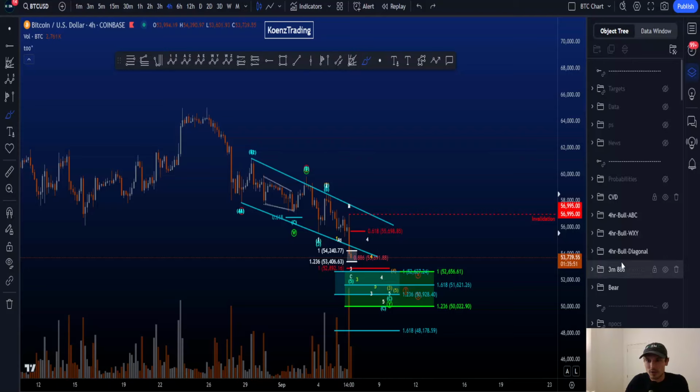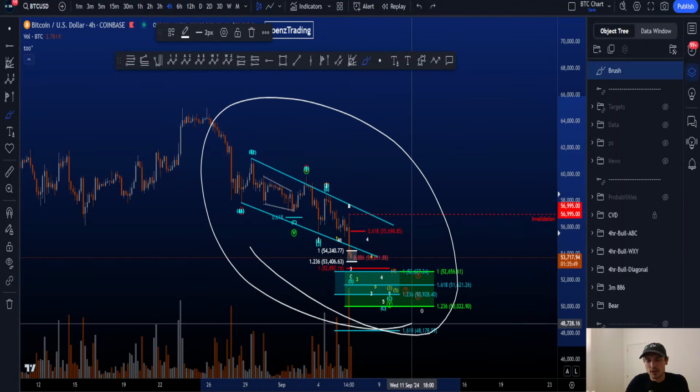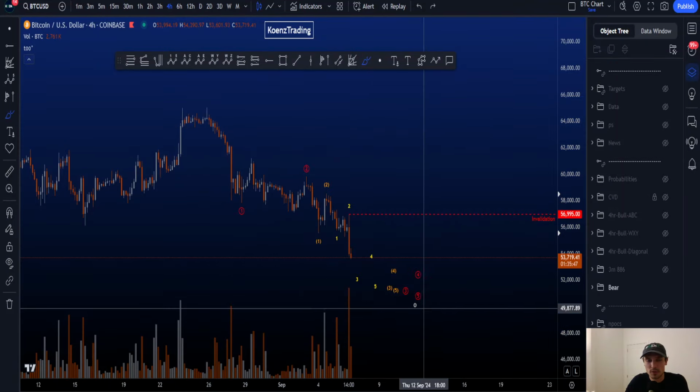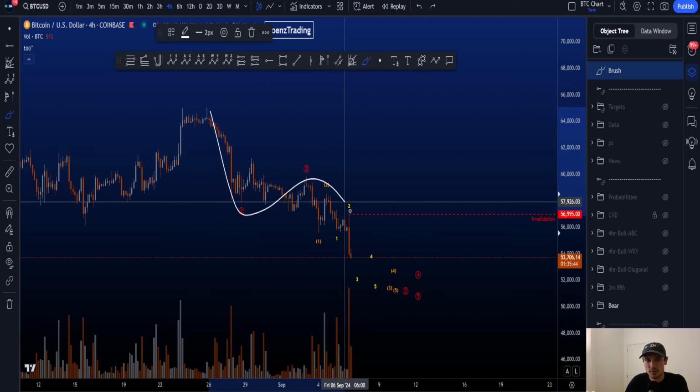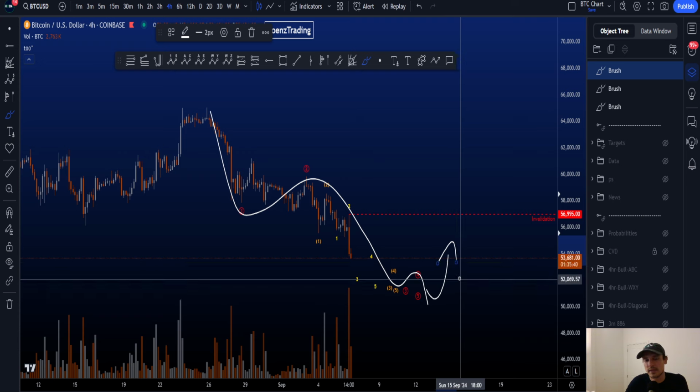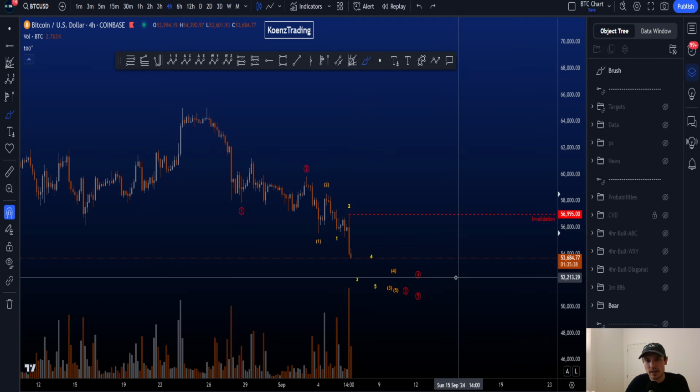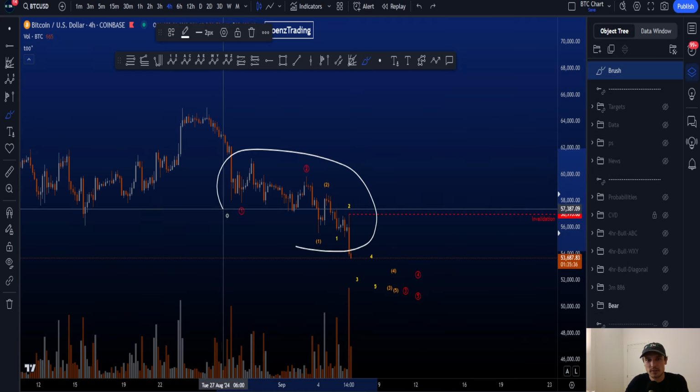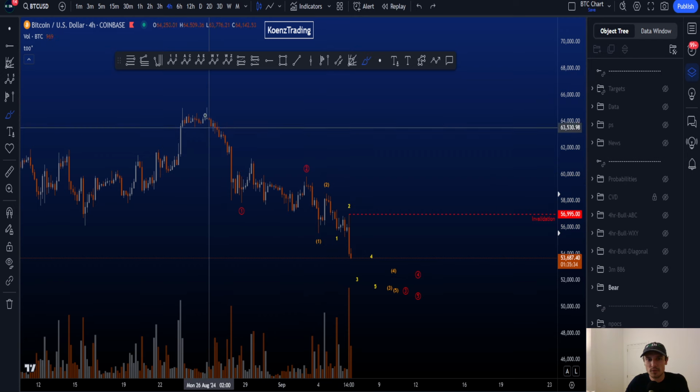Hi everyone, let's go over my bullish and bearish Elliott wave scenarios on Bitcoin, starting with the most bearish scenario, where we are looking for a bigger 5-wave impulsive structure to the downside, after which we then get a retracement towards the upside.